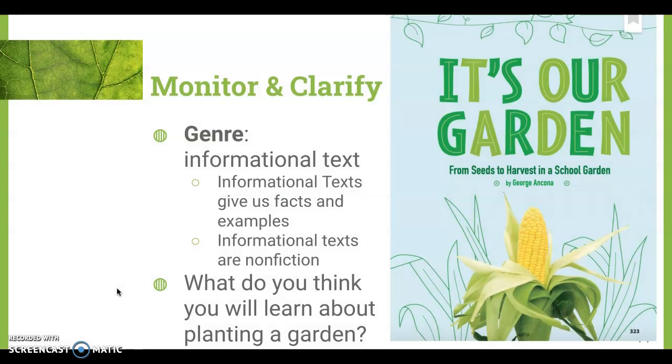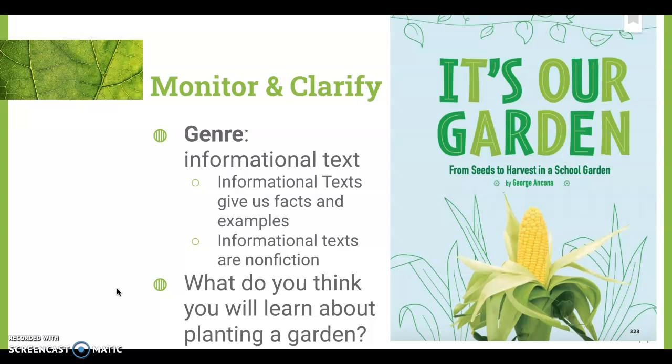So, let's get started. It's Our Garden. I see the cover has a photograph. That lets me know this could be a nonfiction text. And guess what? I read ahead and it is. It's an informational text that gives us facts and examples. What do you think we're going to learn about planting a garden?